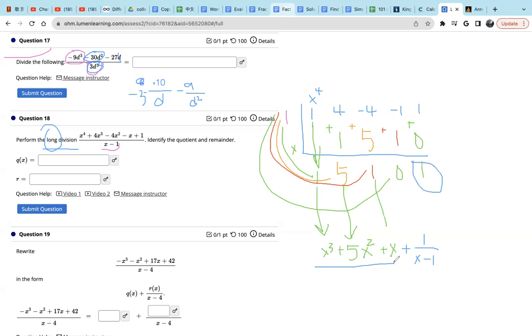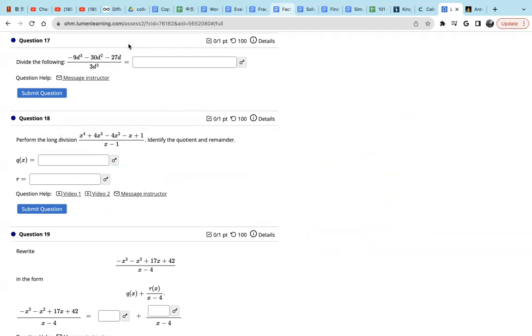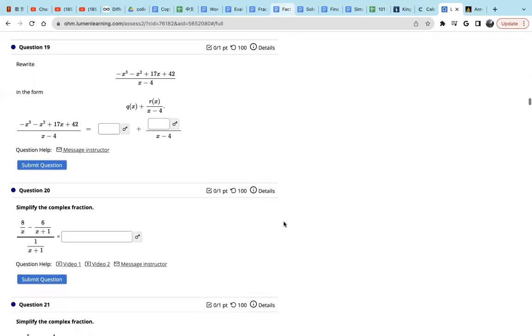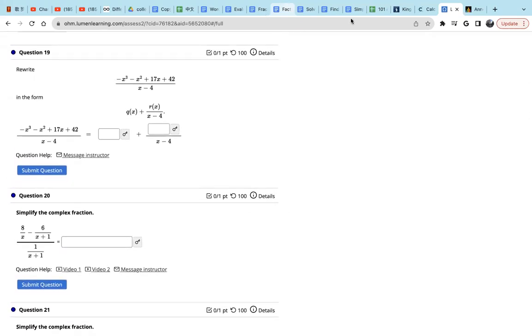Okay, so this is my quotient. So what do I write? I write this quotient, this q of x, into here. My remainder is 1. So I just write 1 here. So my remainder is 1, r equals 1. Let's see, we want to rewrite this as a quotient and the remainder divided by the divisor.